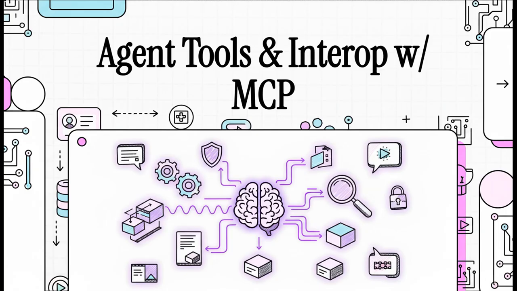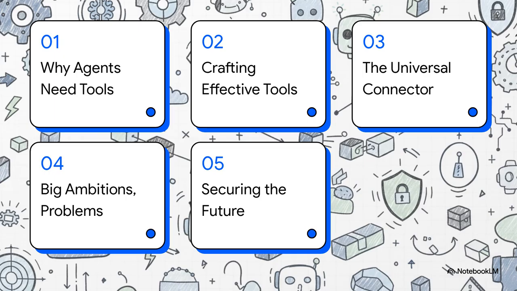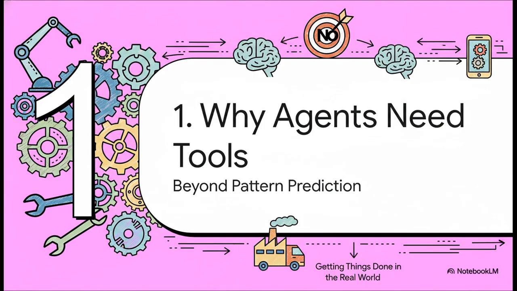We're talking about agent tools and interoperability, basically how we give AI the ability to actually do things in the world, and how we get them all to speak the same language using something called the Model Context Protocol, or MCP. So here's a quick look at what we're covering. We'll start with the why, then get into the how-to of building great tools. Then we'll get into MCP, the big problems that come with it, and finally, how we can build this future securely. All right, let's dive in.